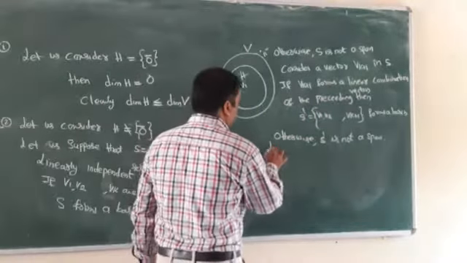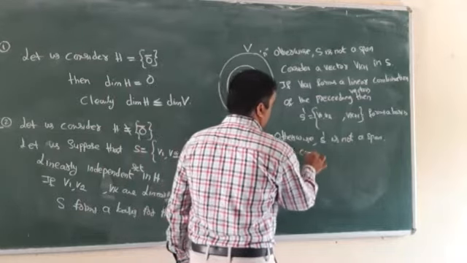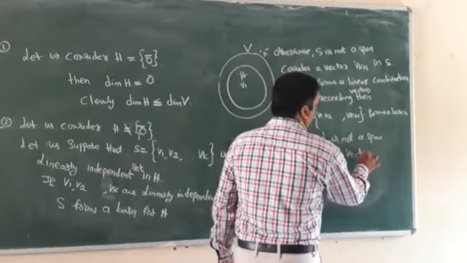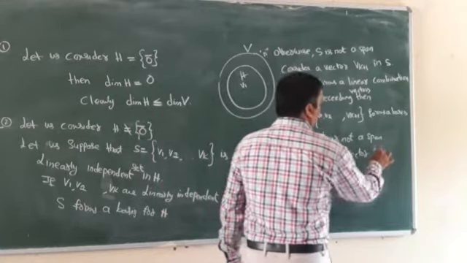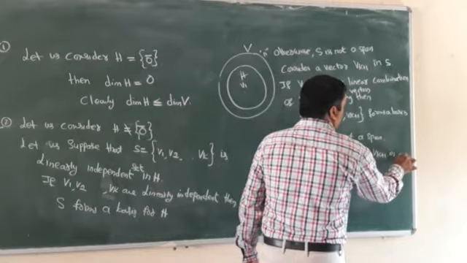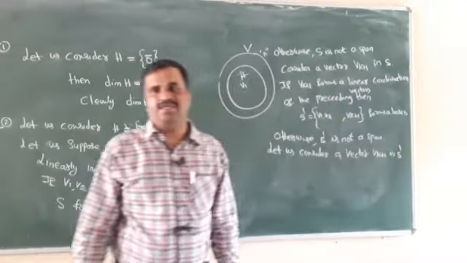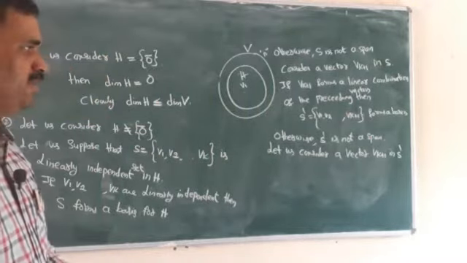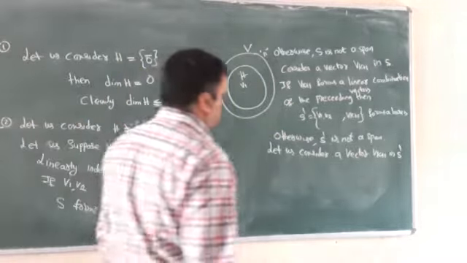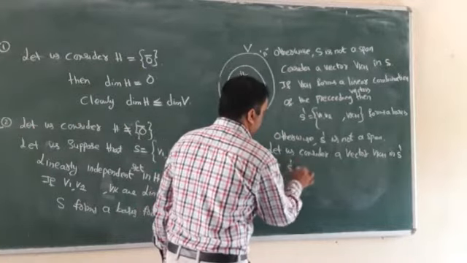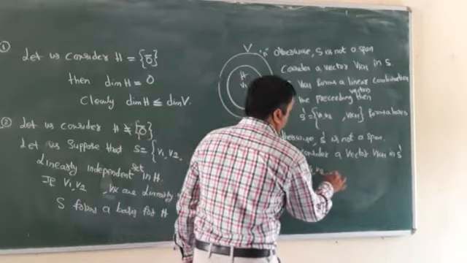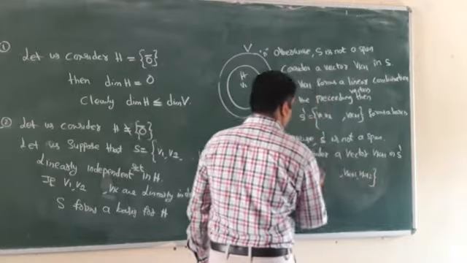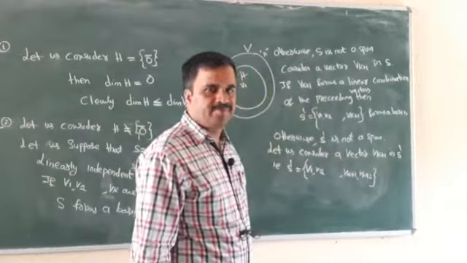Let us consider a vector Vk plus 1 in S dash. Now our new set is S dash. I am considering one more vector Vk plus 1. That is, S dash is equal to V1, V2, and so on, Vk plus 1, comma Vk plus 2.